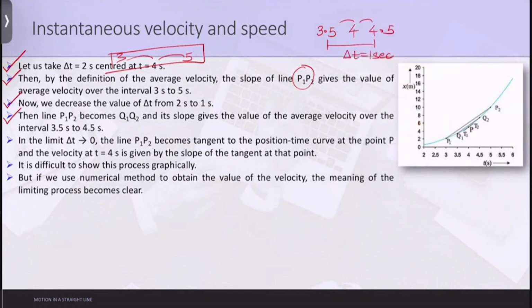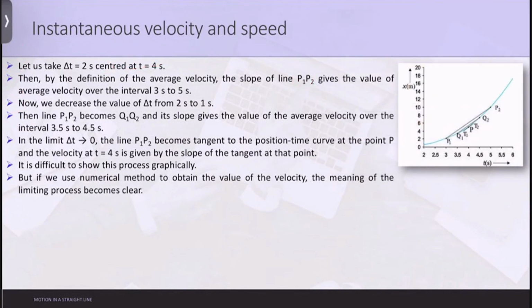You'll understand the tangent concept much more clearly in mathematics, when you study circles, etc. So let's look over that in the future. Let us try to understand the concept here first of all. So in the limit delta t tending to 0, the line P1, P2 becomes tangent to the position-time curve at the point P, and the velocity at t equal to 4 seconds is given by the slope of the tangent at that point. Okay, I also explained the concept of slope earlier. So this is basically the slope of that line.